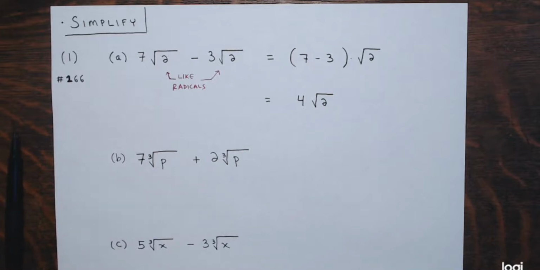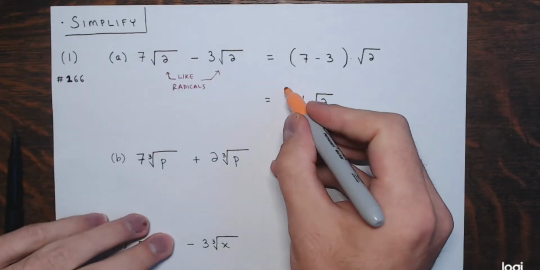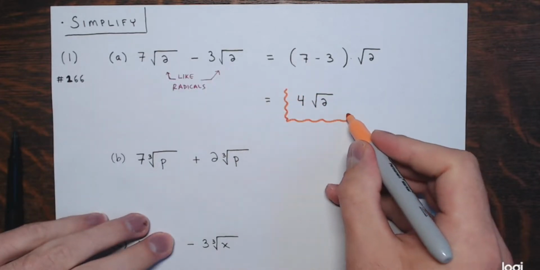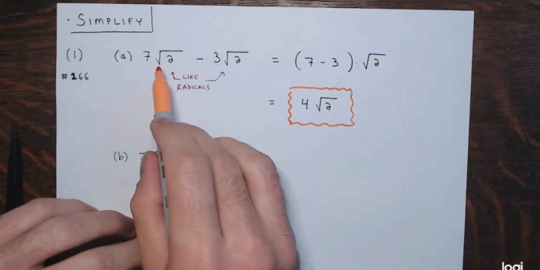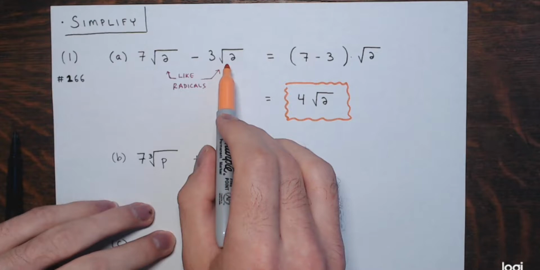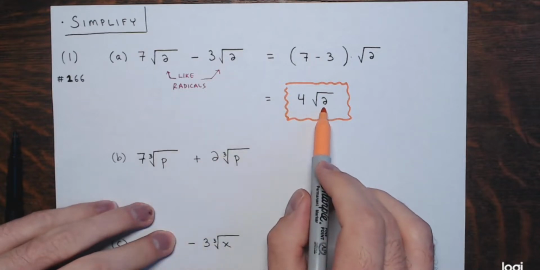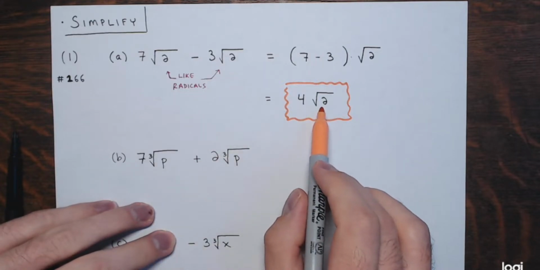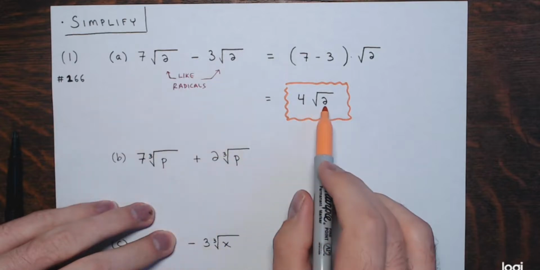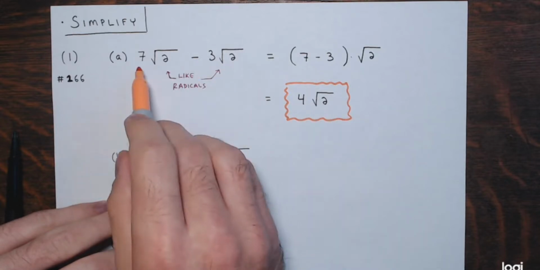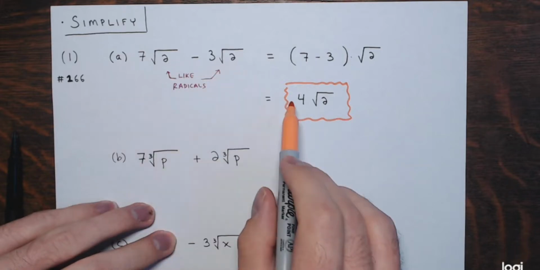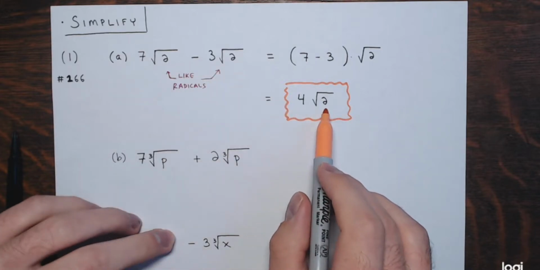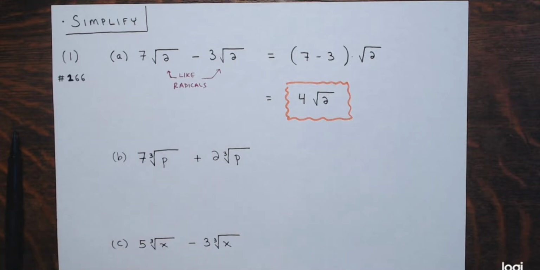And I'll put it in a box. This is the final result of combining 7 square roots of 2 minus 3 square roots of 2. You get 4 square roots of 2. You see how very similar that was to polynomials. If you had 7x minus 3x, you'd have 4x. It's the same, but instead of x, it's the square root of 2 here.